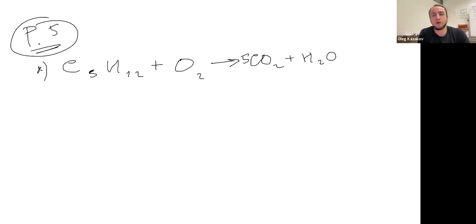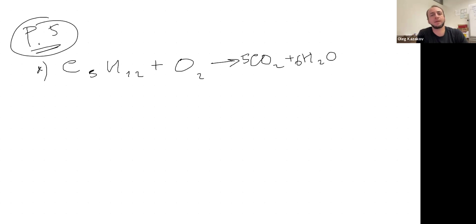oxygens. Then we have 12 H's here and only 2 H's. Then we're going to bump up the number of hydrogens to match the larger number of hydrogens. So 12 H's, 2 H's. Let's put 6 here.